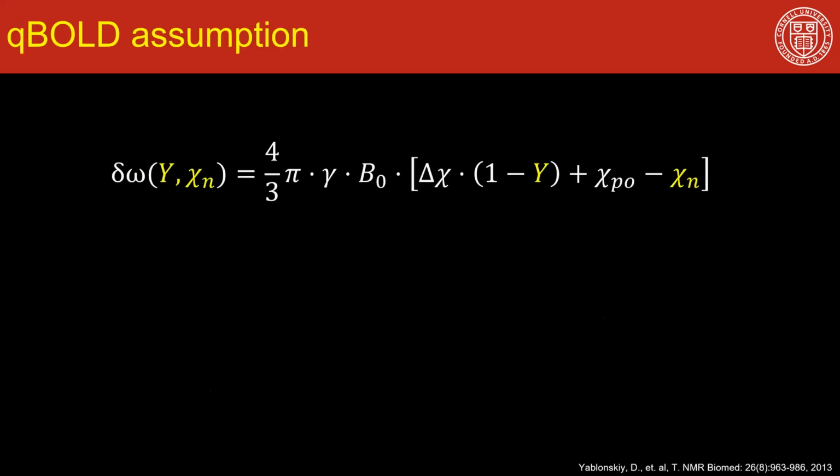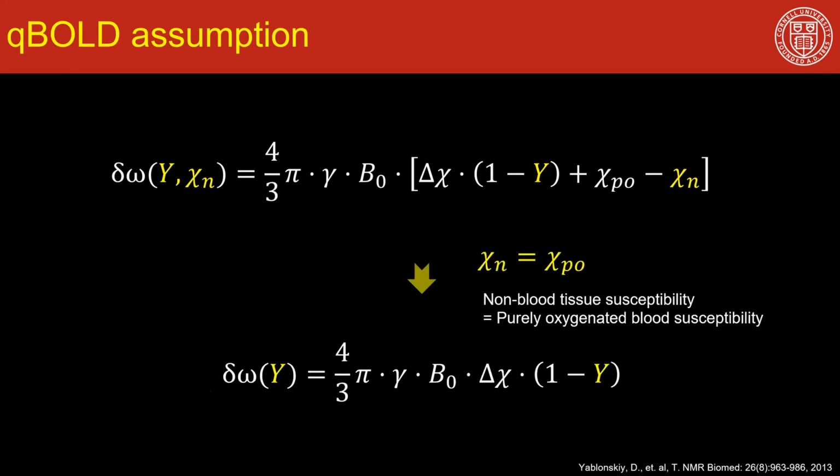This qBOLD model made an assumption for simplicity. It assumes that non-blood tissue susceptibility chi-n is constant throughout the whole brain, equal to purely oxygenated blood susceptibility. By doing so, qBOLD treats non-blood tissue susceptibility as a constant. However, this assumption might not hold because it ignores regional variations such as high positive tissue susceptibility in deep gray matter caused by ferritin and negative tissue susceptibility in white matter caused by myelin. We removed this assumption by combining qBOLD with the QSM-based method.